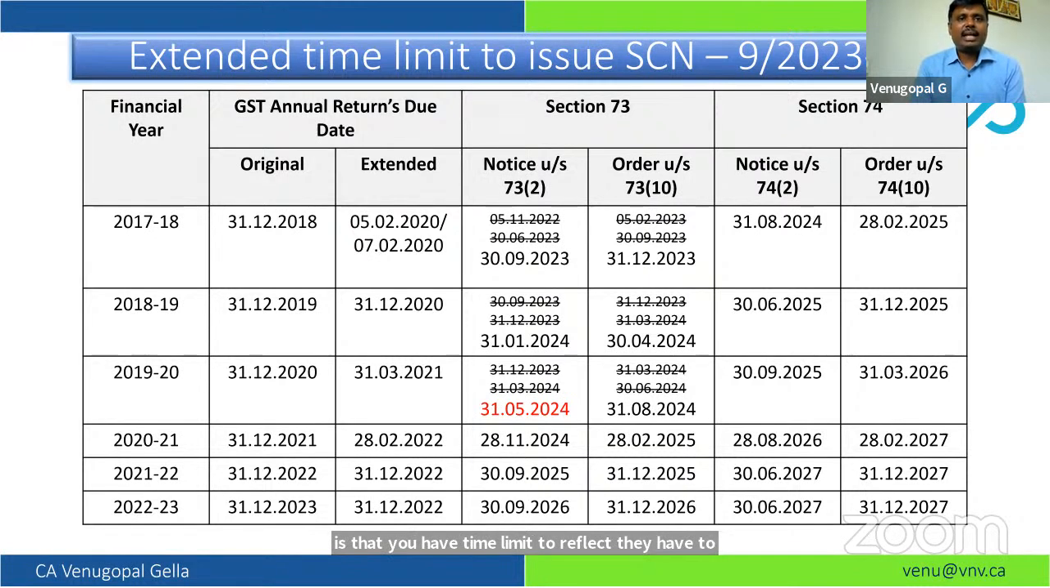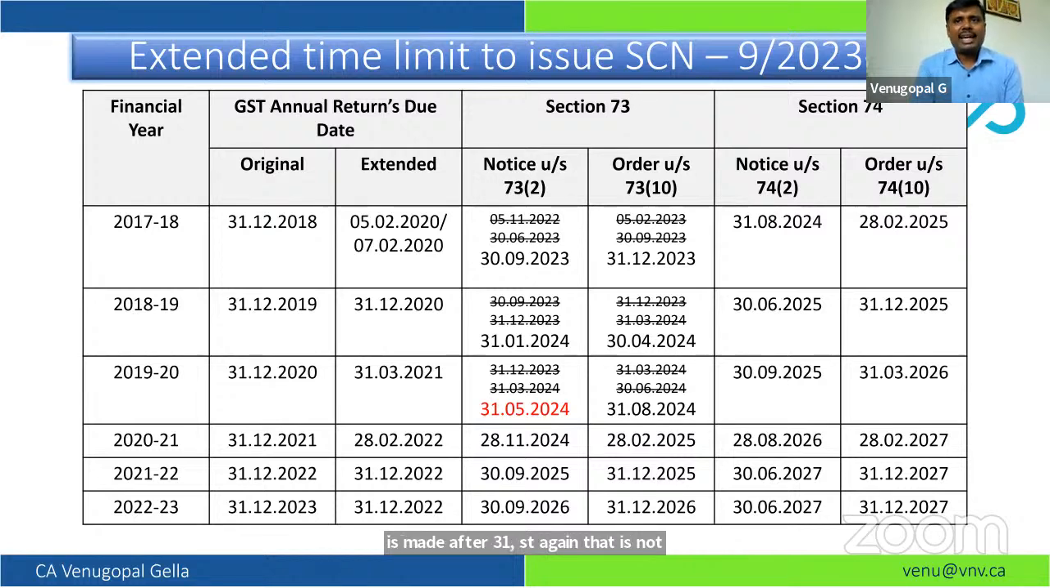Let's say if they have made the order before 31st August, but the notice is issued after 31st May, it is not valid. On the contrary, if the notice has been issued before 31st May, but the order is made after 31st August, again that is not valid.